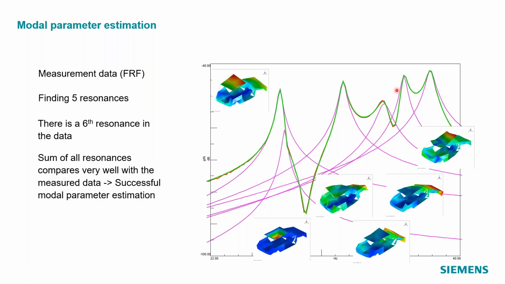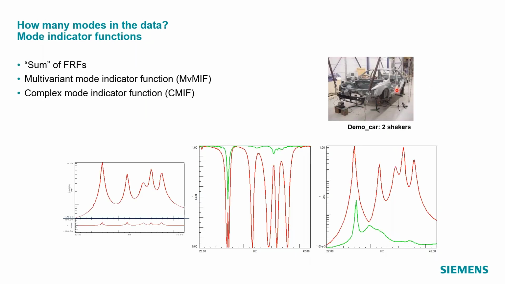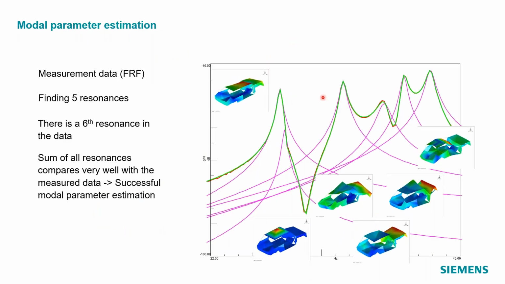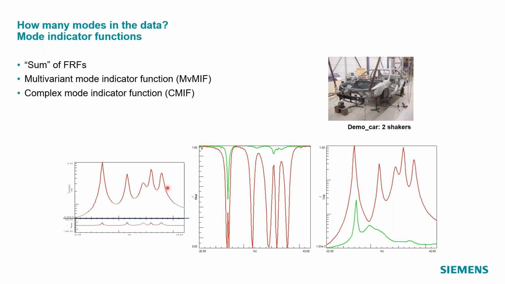That was a bit of an introduction to what we try to achieve with modal parameter estimation. The process to get there is always: the first question to answer is how many modes do I have in the data? And like on the previous graph, yeah, you can easily count 5 peaks, but there was apparently a hidden mode that you cannot easily see. So that's sometimes a bit misleading. So counting the peaks is a possibility, but be aware there are some hidden modes.